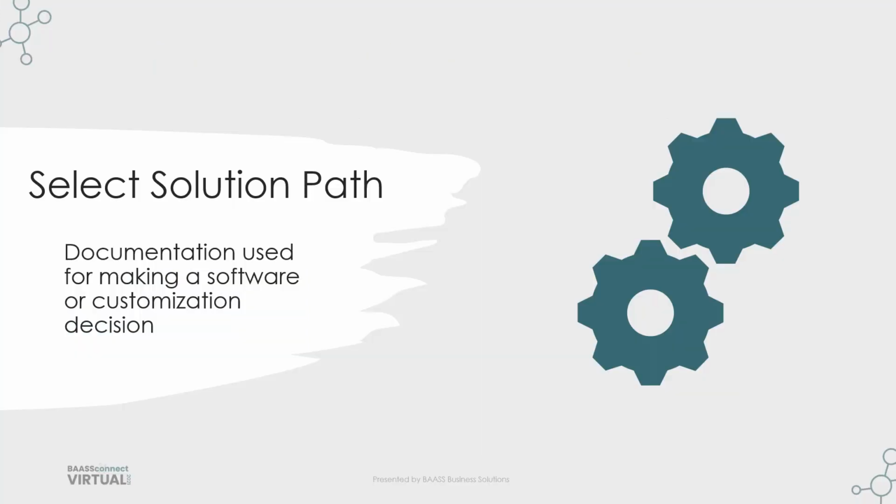Finally, select your solution path. Based on the documentation that you receive, you'll be able to make a decision on the software and if a customization will be required. This will help you determine which path is right for your organization.